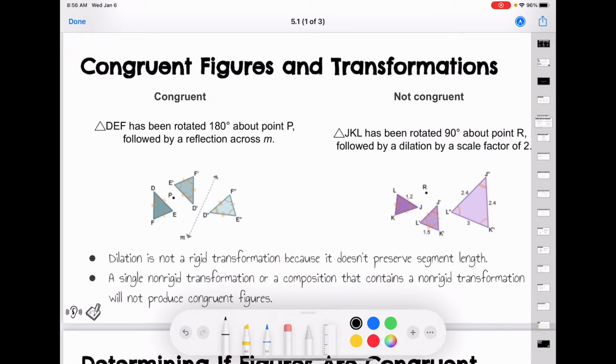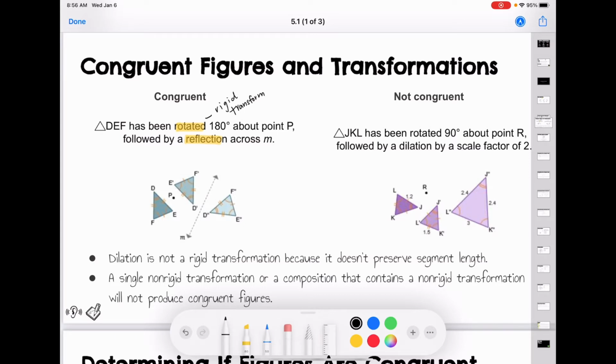Now we have congruent figures and transformations. We're going to look at congruent figures and what it means to be congruent and non-congruent, and what different transformations can tell us about those congruencies. So let's look at congruent. Here it's told the triangle DEF has been rotated 180 degrees about point P, followed by a reflection across M. So we know we have a rotation and a reflection, both of which we know are rigid transformations.